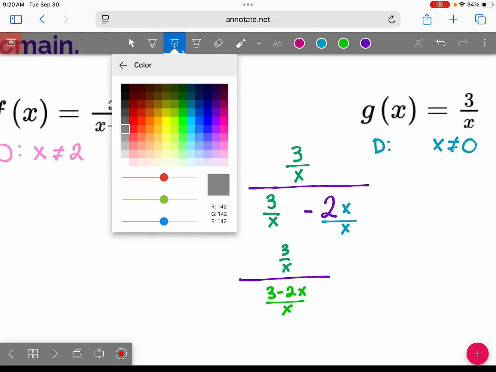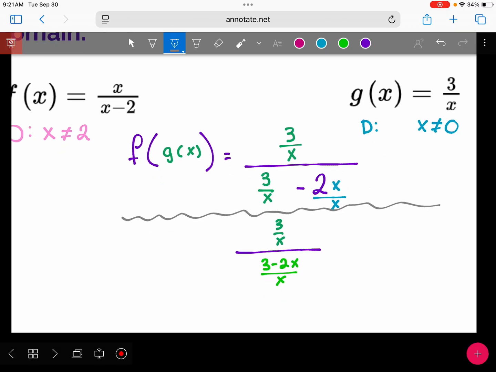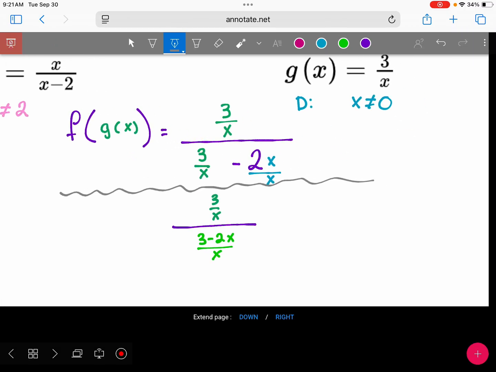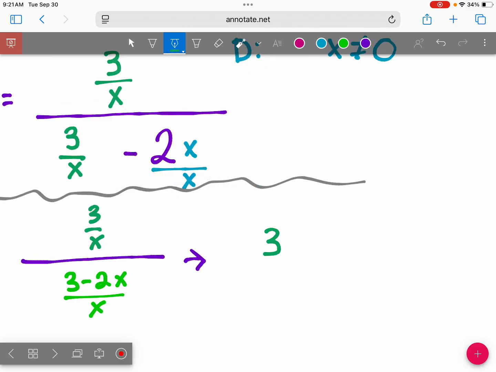When we have two fractions being divided, what can I do to switch that around? Keep, change, flip. So I'm going to keep the top fraction exactly how it is, my 3 over x. I'm going to change my division symbol to a multiplication symbol. And then I'm going to flip the bottom fraction: x over 3 minus 2x.